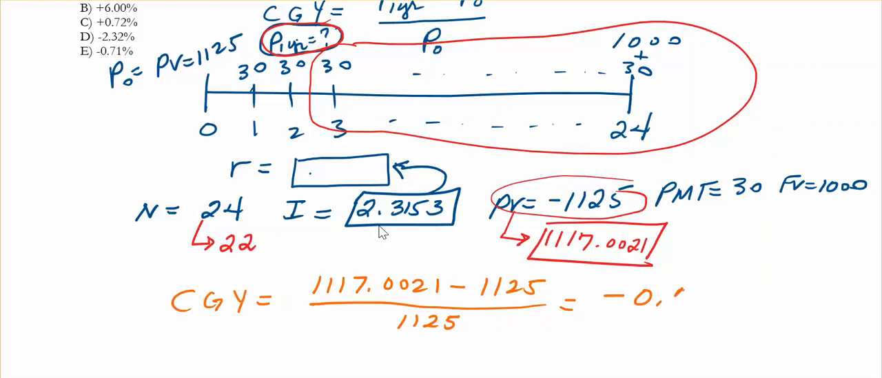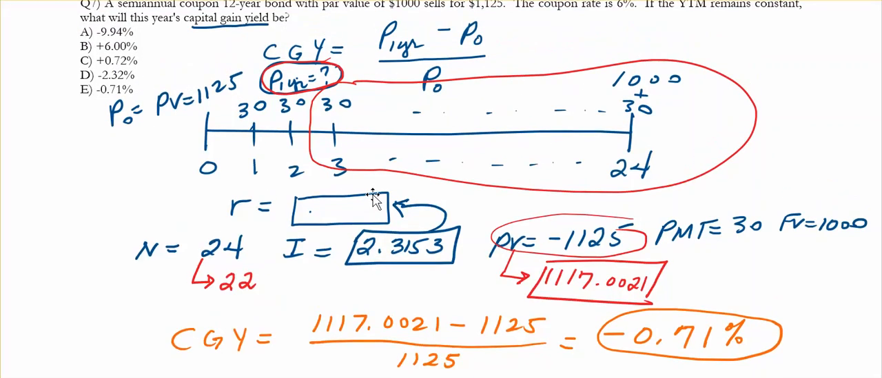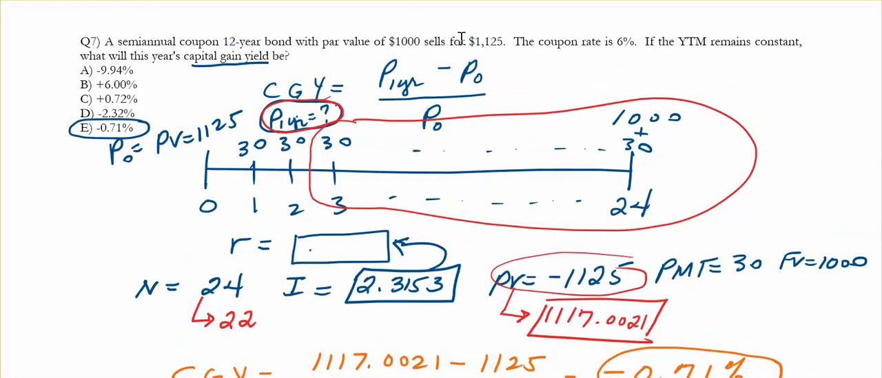Giving us a change of negative 7.1%. And we see, there it is, option E. It's worth noting with this question, because it's going to come up in future questions, that this was a premium bond because it sells for more than par, yield to maturity stays the same, and the price goes down.